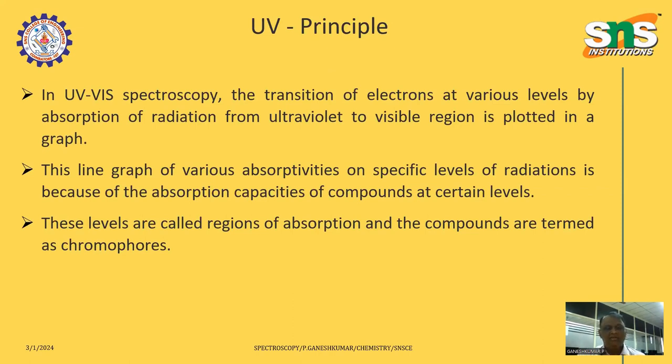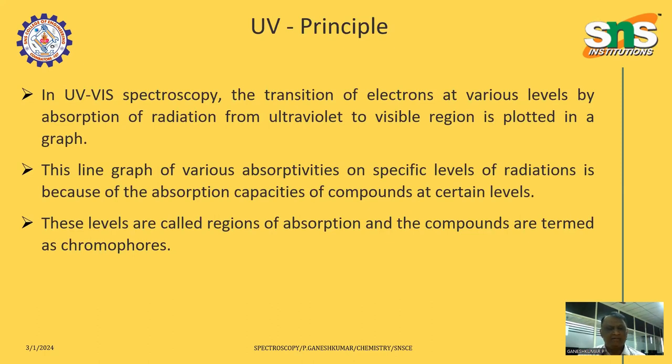In UV visible spectroscopy, the transition of electrons at various levels by absorption of radiation from the ultraviolet to visible region is plotted in a graph. So the transition of electrons takes place when the ultraviolet radiation interacts with the molecule, and the outcome is given as a graph. The graph shows various absorptivities, that is absorption, at specific levels of radiation.